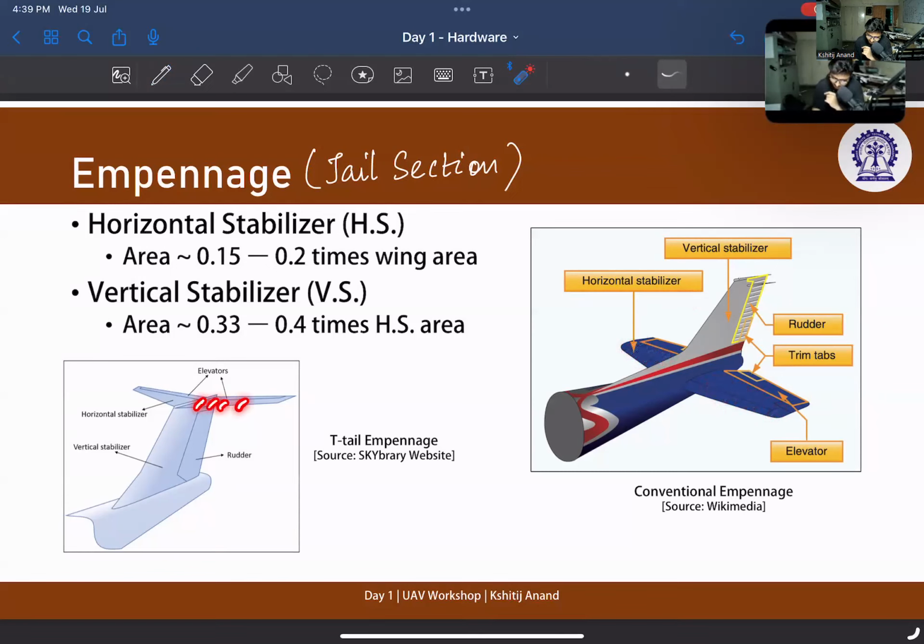Okay. Why is it called the horizontal stabilizer? Can any aerospace engineering student here would they like to discuss if they are willing to?